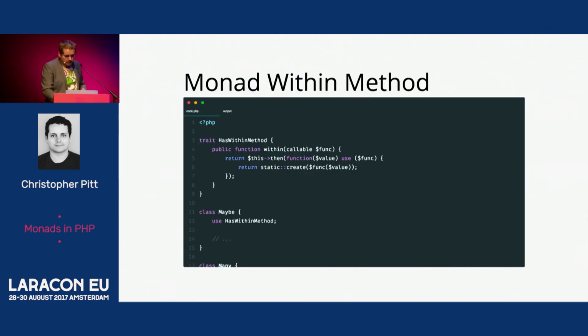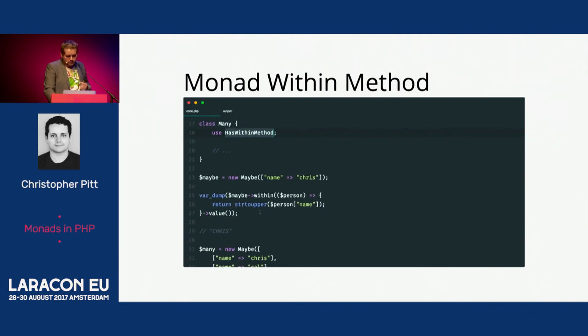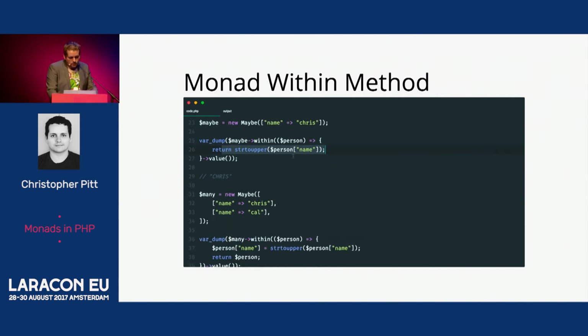And using this behavior, we can define something like a within method. Just something to run a function against each internal value. Given a function, we can call a method we expect, like then. We can execute it and wrap its value in another method we expect, called create. And if we use that within maybe and many, then when we've created a maybe, calling within, using this kind of functionality, it will take the internal value and it'll run string to upper on it. We can define this exact function.